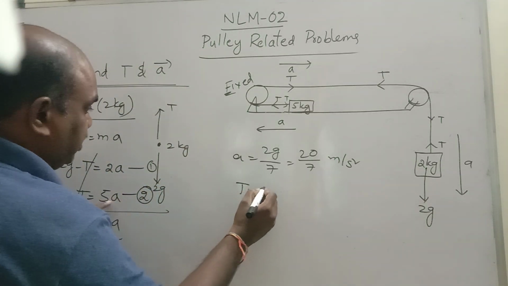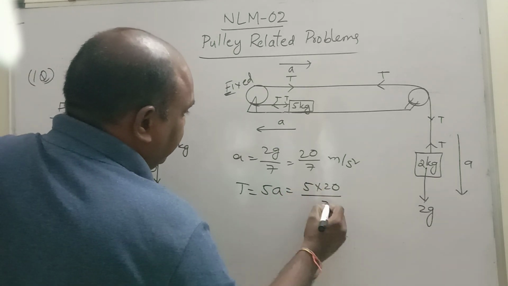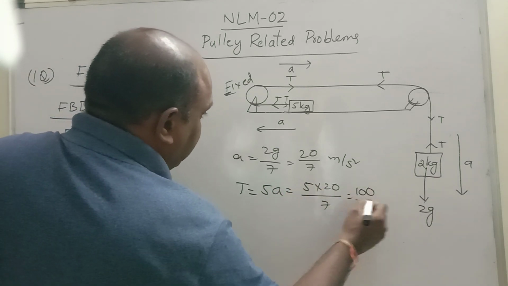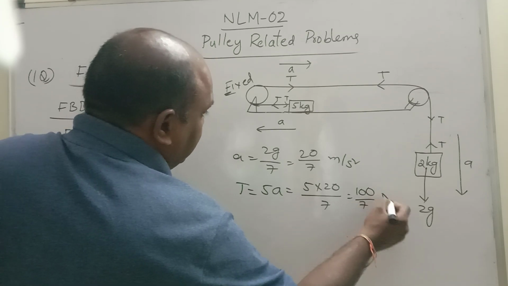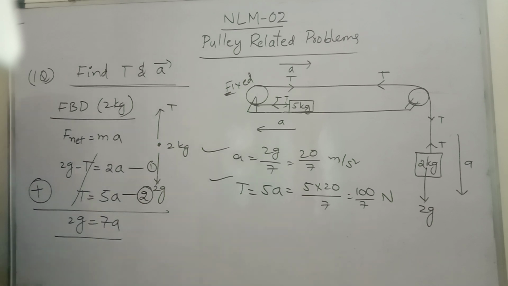Tension is equal to, substituting in the second equation, 5A. 5 into 20 by 7, that is 100 by 7 Newton. This is the tension, this is the acceleration. Simple problem. This is a pulley related problem. Copy it. Next problem we will see.